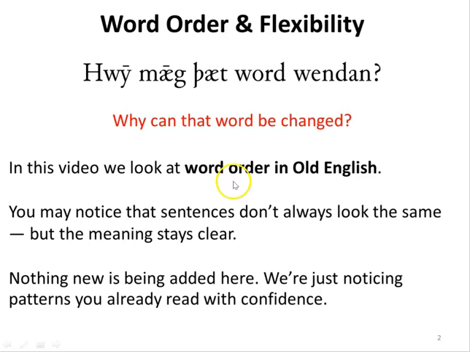In this video, we'll look at word order in Old English. You may notice that sentences don't always look the same, but the meaning stays clear. Nothing new is being added here. We're just noticing patterns that you've already read with confidence in the earlier videos.